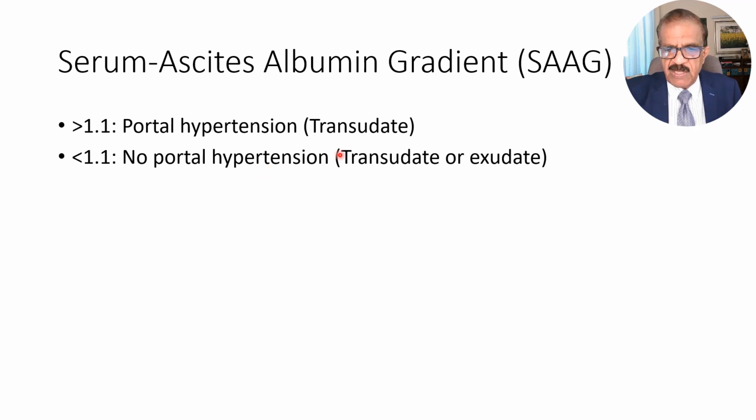So if there is no portal hypertension, it cannot be responsible for this ascites, and there has to be another cause, and it could be transudate or exudate. For example, if there is additional heart failure, there would be transudative effusion, but the SAAG will be less than 1.1. If it is exudate, then again there will be features of exudate and the SAAG will be less than 1.1. So this is actually to differentiate simple ascites seen in a cirrhotic patient with portal hypertension from any other ascites which can coincidentally occur in a patient with cirrhosis.